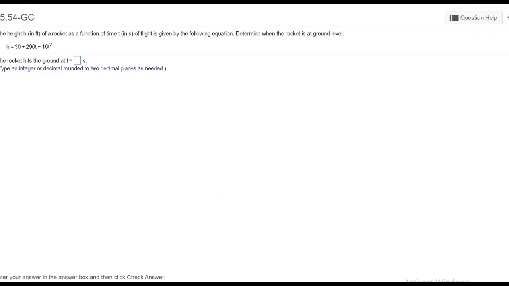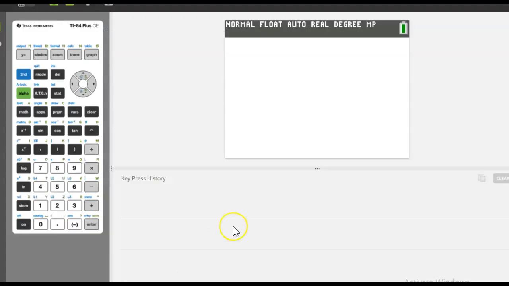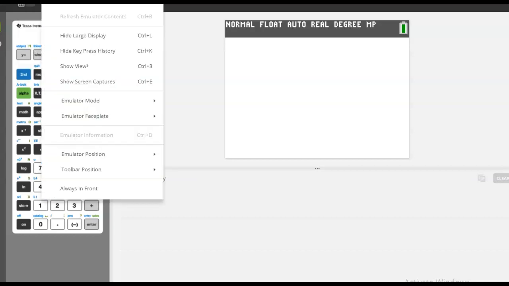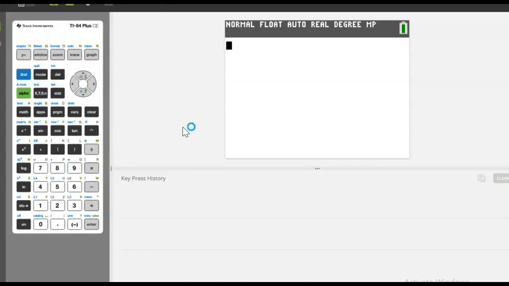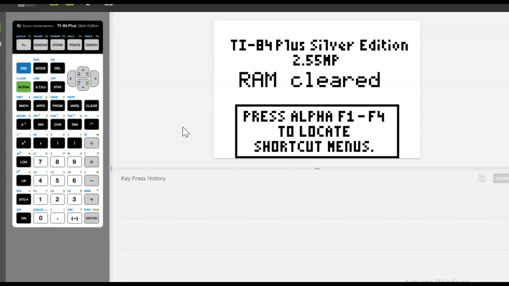So I'm going to pull up the calculator, and hopefully you can see it. Here it is. All right, so this mimics the face plate you should see on your calculator. Let's see if it'll let me change to a TI-84 plus. Okay. All right, so I've changed to a TI-84 plus, which I think is the one that you have.